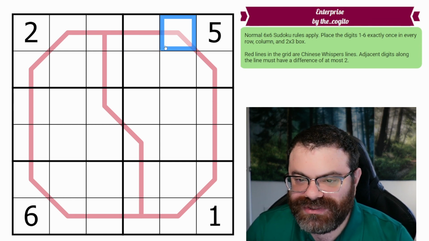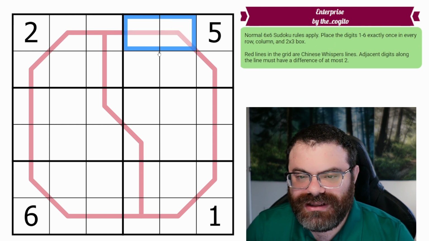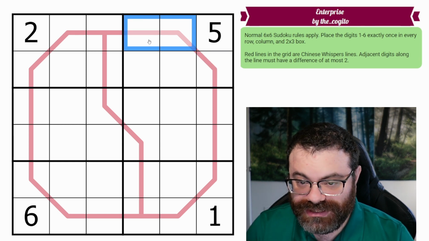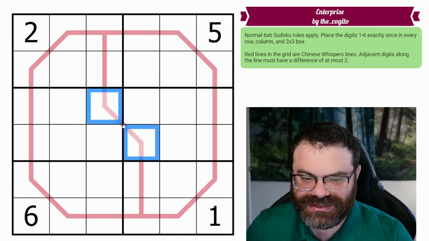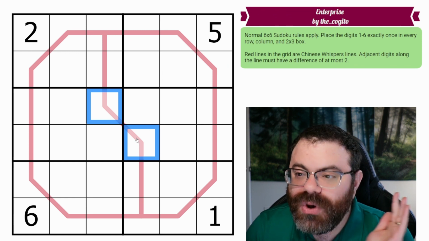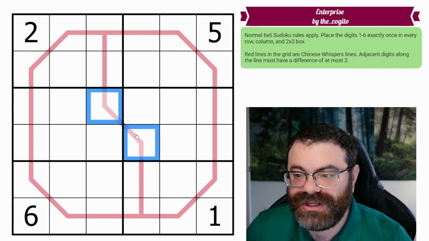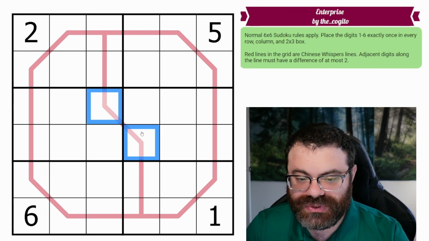And in the case of Chinese Whispers, what that means is the difference between any two adjacent cells on the line, let's actually pick these because it's the most open, the difference is at most 2. So in German Whispers in a 6x6, it's at least 3. But in Chinese Whispers, it's at most 2.